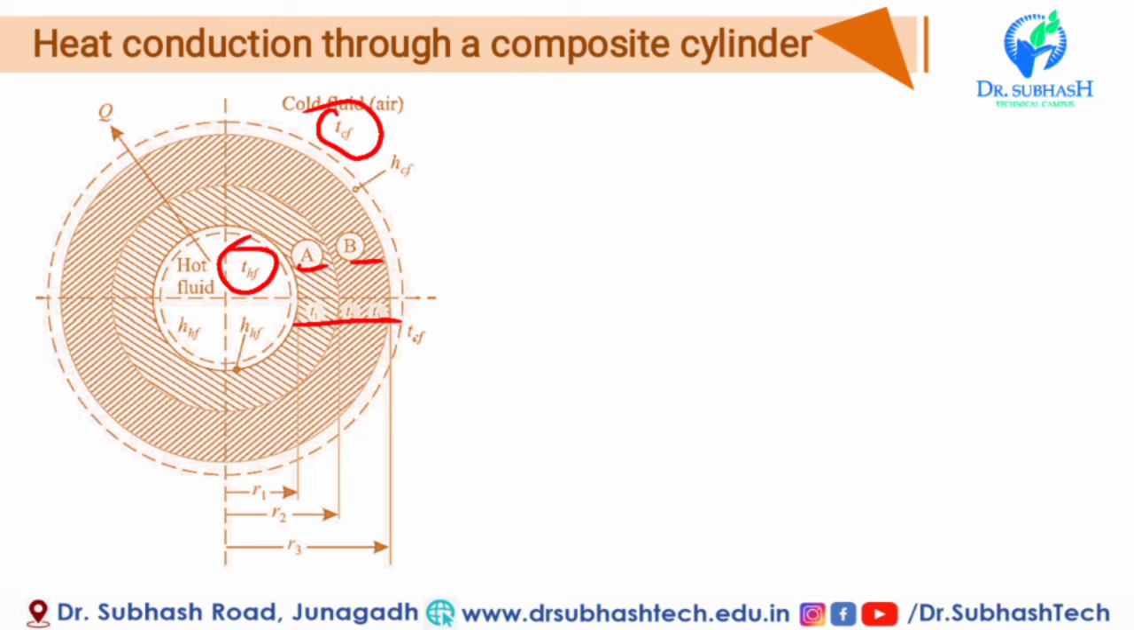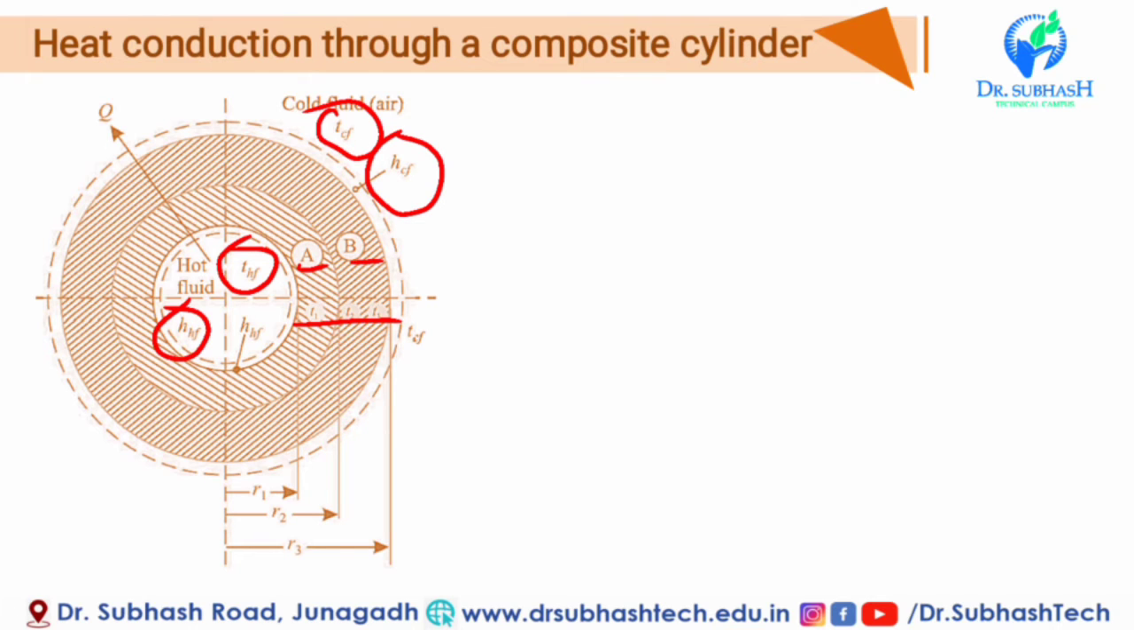Take capital L as the length of the composite cylinder, which is not shown in the figure, and two most important parameters: H_HF, that is the heat transfer coefficient of the hot fluid, or you can say the inside convective heat transfer coefficient, and the second one is H_CF, that is the outside or cold fluid convective heat transfer coefficient.